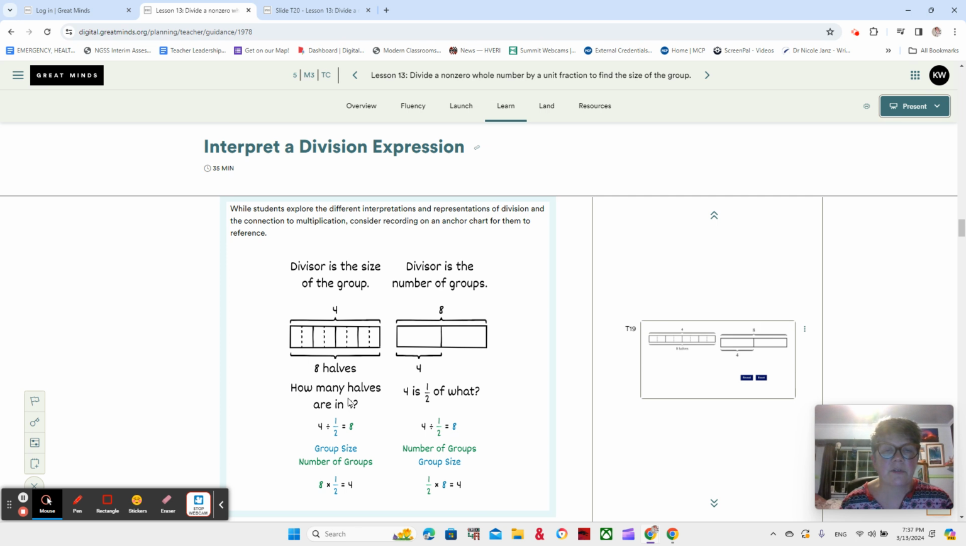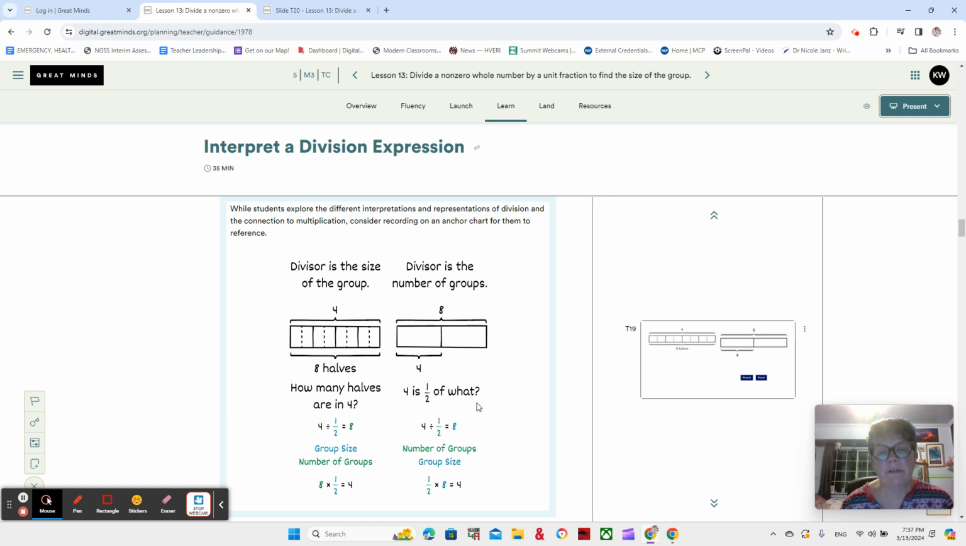It's the one doing the action. So how many halves are in 4? So it's the size of the group. How many halves are in 4? There are 8. The group size is blue. The number of groups is in green. And here the divisor is the number of groups.